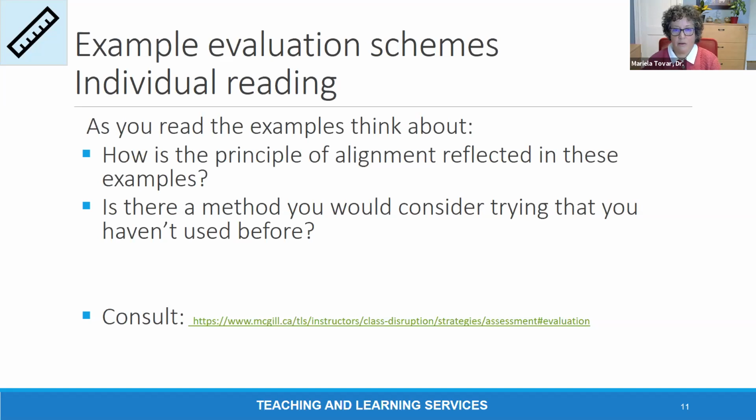I would like you to look at that particular part of the website and do a 5-minute individual reading. And while you're reading the examples, think about how the principle of alignment is reflected in these examples. Also, as you go through the examples, note if there are methods you will consider trying that you haven't used before. I'm going to stop sharing now, and I'm going to ask Carolyn, can you navigate through that website for a second? Yeah, I'm ready. Okay, I'll just put this up.